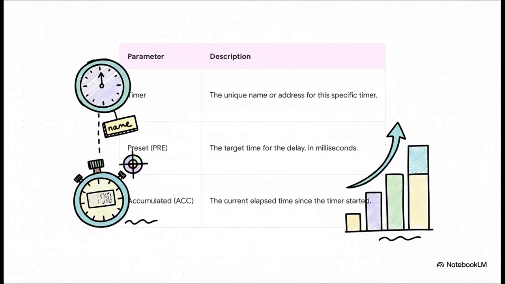Okay, so every TON timer has 3 key values you need to know. First, the timer itself just needs a name, right? Something unique like conveyor_delay_timer. Simple enough. Second is the preset, or PRE. This is your target. This is how long you want the delay to be, and it's almost always in milliseconds. So if you want a 5-second delay, you type in 5,000. And finally, you have the accumulated value, or ACC. This is the running clock. It starts at 0 and just counts up, showing you how much time has actually passed.